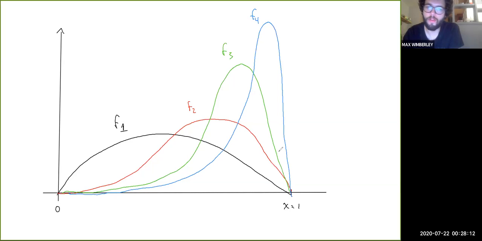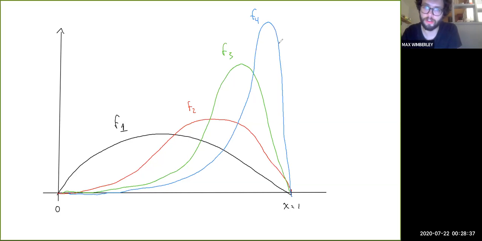So if you picked a value of x super close to 1, and then look at the value of f1 at that value of x, it's going to be pretty small. f2 is also pretty small, but it's bigger than f1. f3 is small, but bigger than f2. f4 is still kind of small, but still bigger than f3 at that value of x.